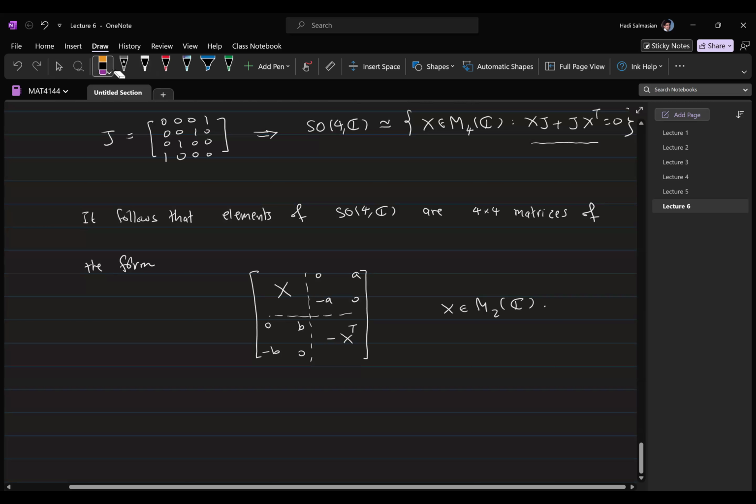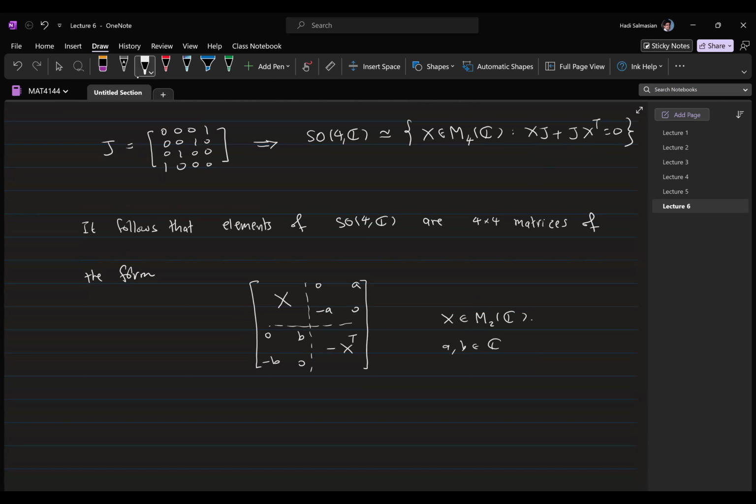Where A and B are just complex numbers. This will be the matrix description when you do the calculations from here. Just do the matrix multiplication and see what you get. I encourage you to do this exercise to understand what's going on in this example, and also in similar examples. All right. So now I want to see two copies of SL2 here that commute with each other.